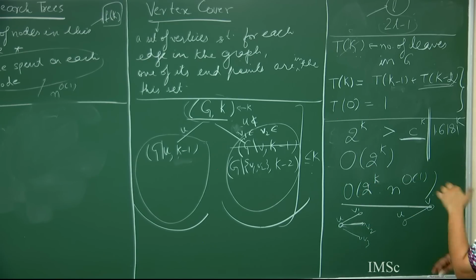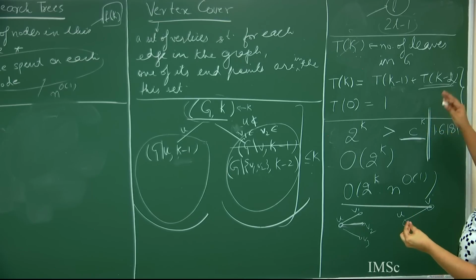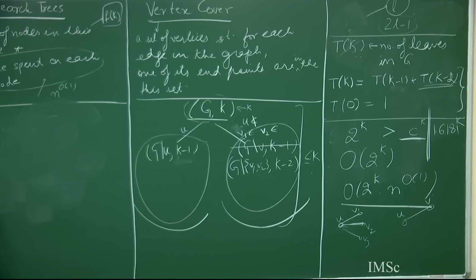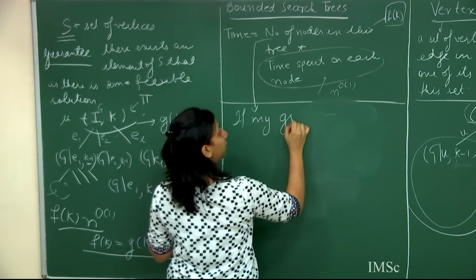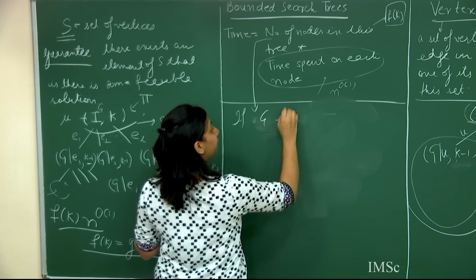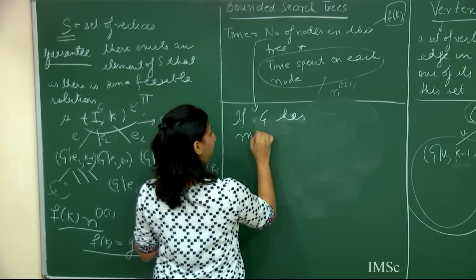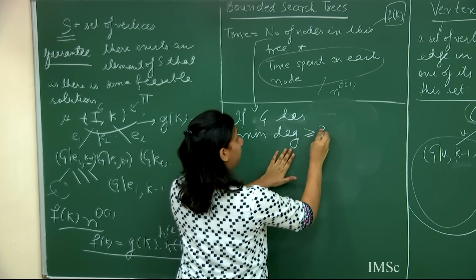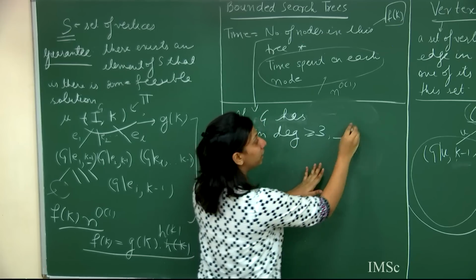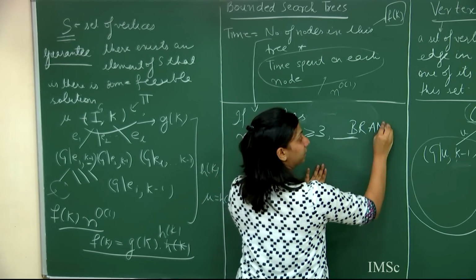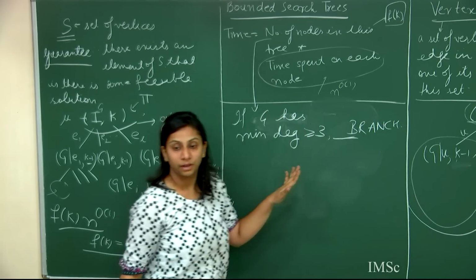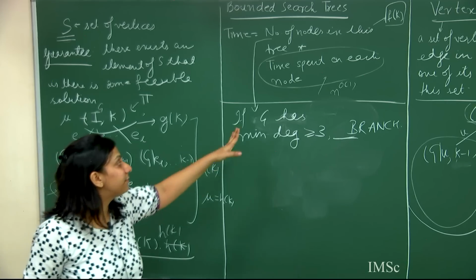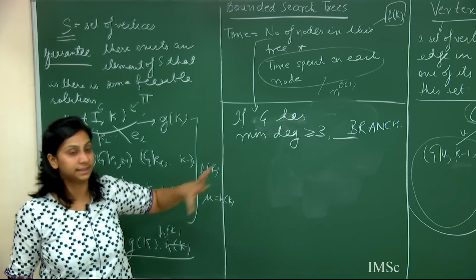So on that note, now suppose, can I somehow ensure that if G has, say, min degree at least 3, then I would want to use the branching algorithm. If not, I mean I don't want to branch if the minimum degree of the graph is less than 3. That's what I want to do.